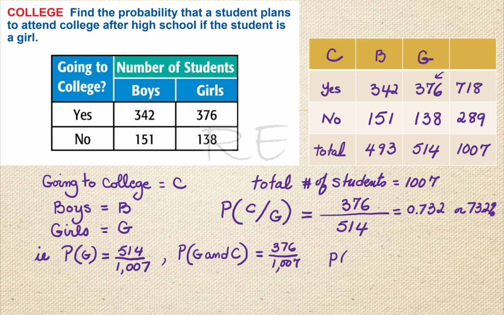Now given the student is a girl, the probability that the student plans to attend college will be 376 over 1,007 divided by 514 over 1,007. Now 1,007 will cancel out. That's the reason why we do not have to write it out this way. So we'll get the same answer.